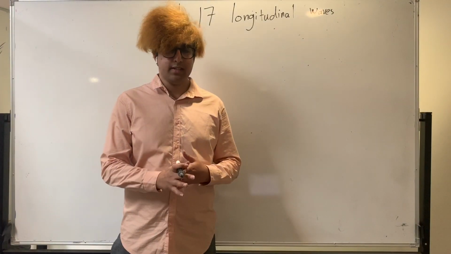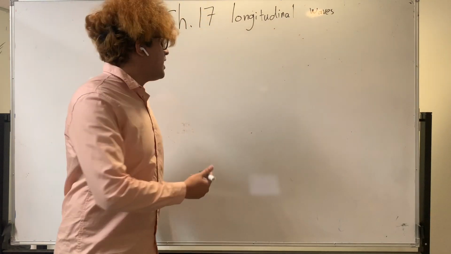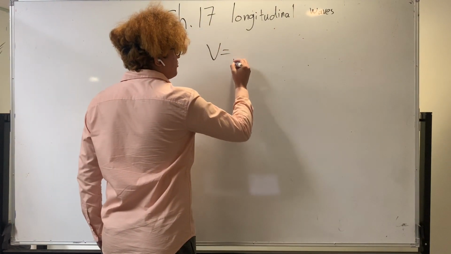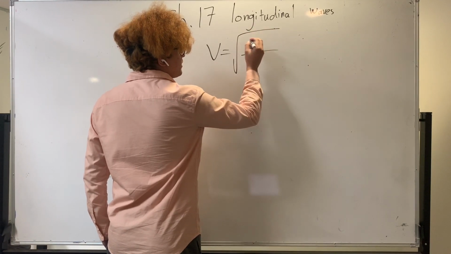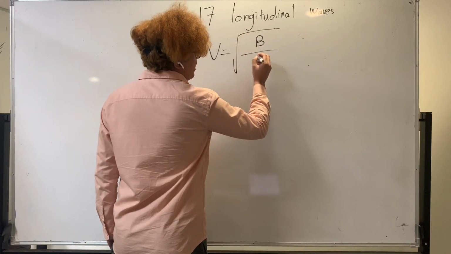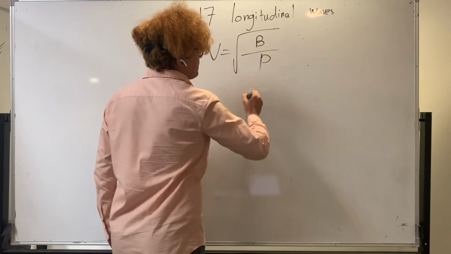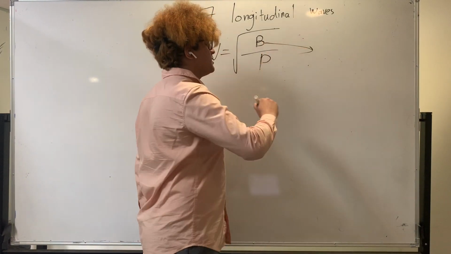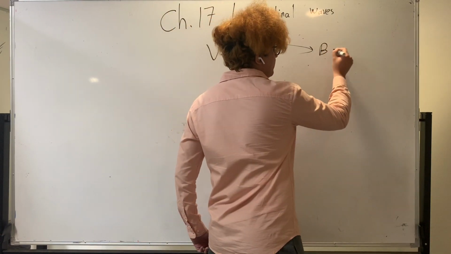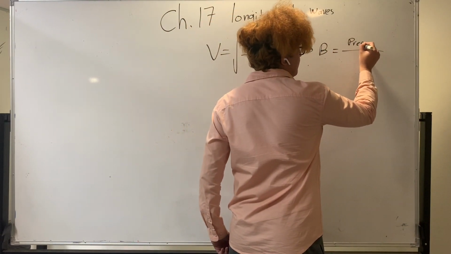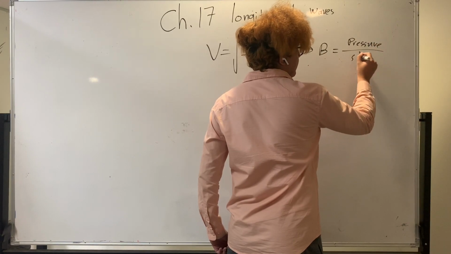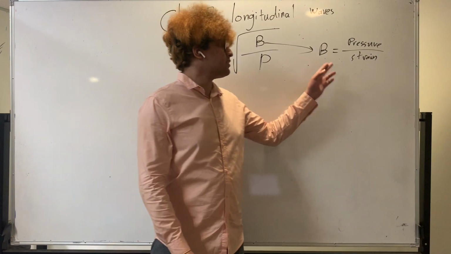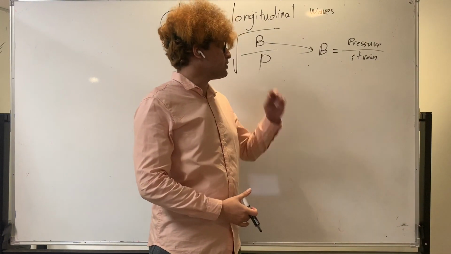As far as the velocity of sound waves goes, we're going to have this equation. The velocity of sound waves is equal to the square root of the bulk modulus over the density of the material. Bulk modulus, we studied it in Physics 101. It's equal to the pressure over the strain. So what does this mean? How can we conceptually understand what bulk modulus is?